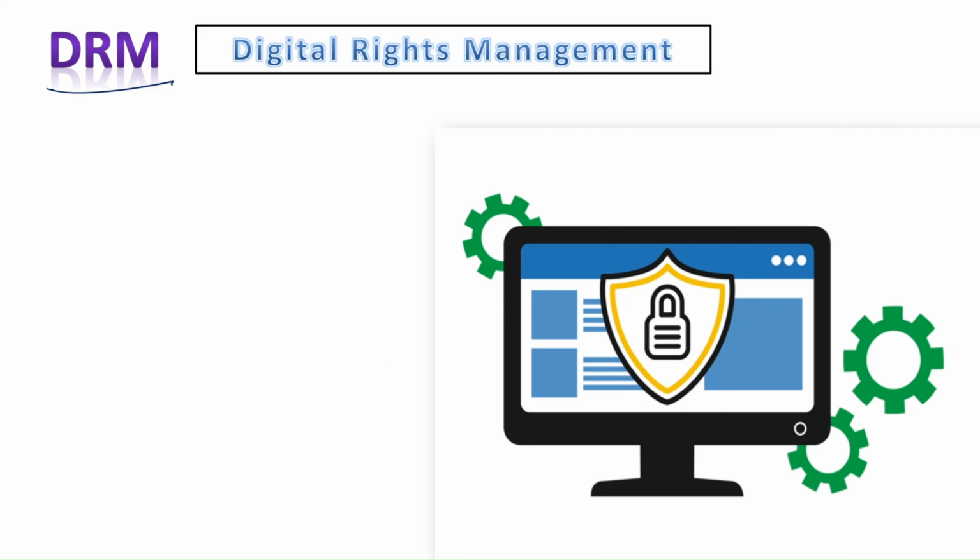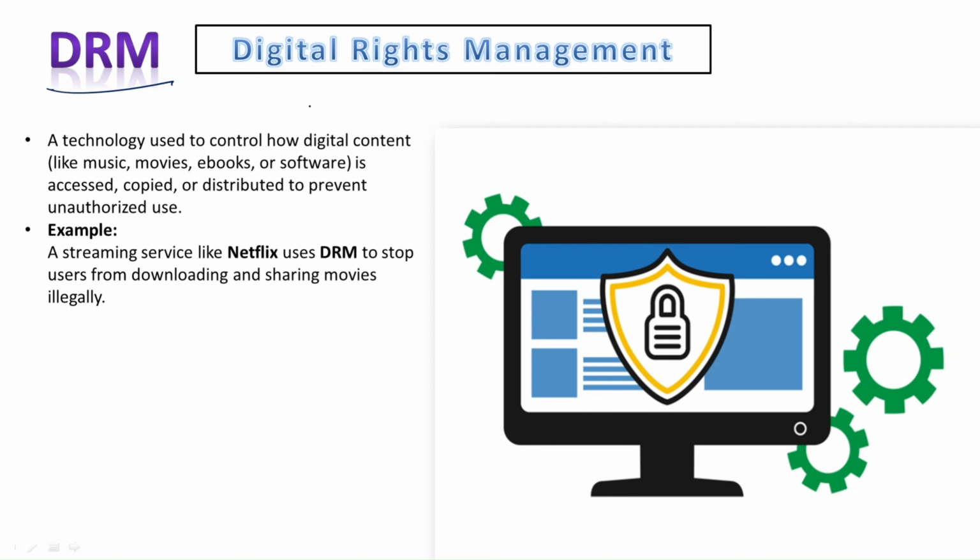DRM, that is digital rights management. So it is a technology used to control how digital content like music, movies, ebooks, or software is accessed, copied, or distributed to prevent unauthorized use. For example, a streaming service like Netflix uses DRM to stop users from downloading and sharing movies illegally.